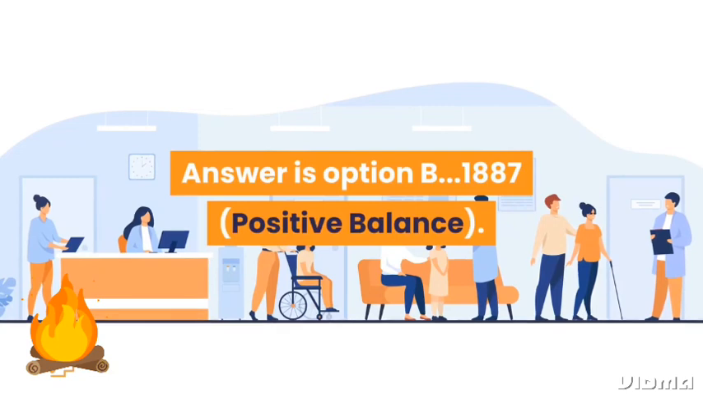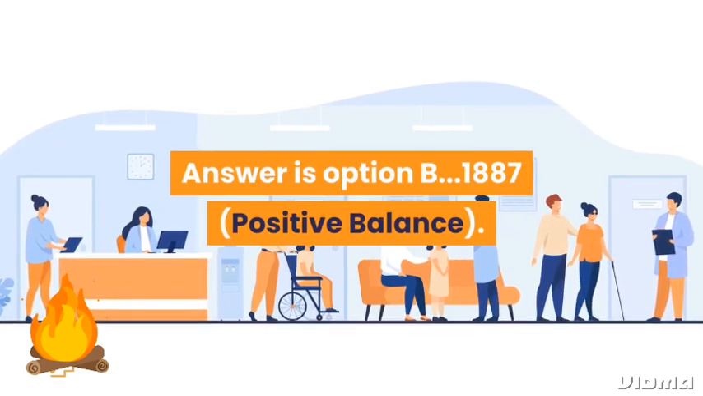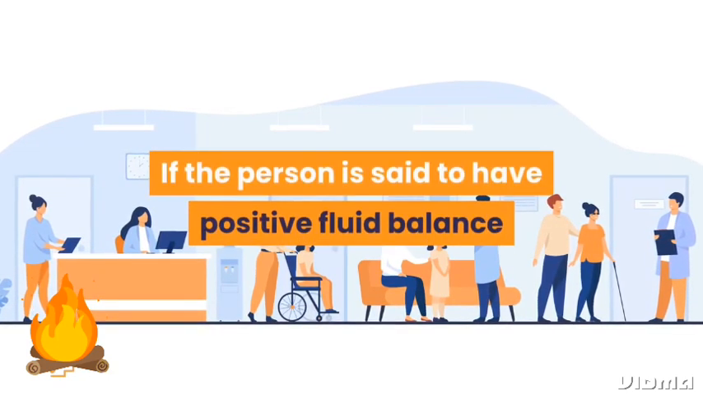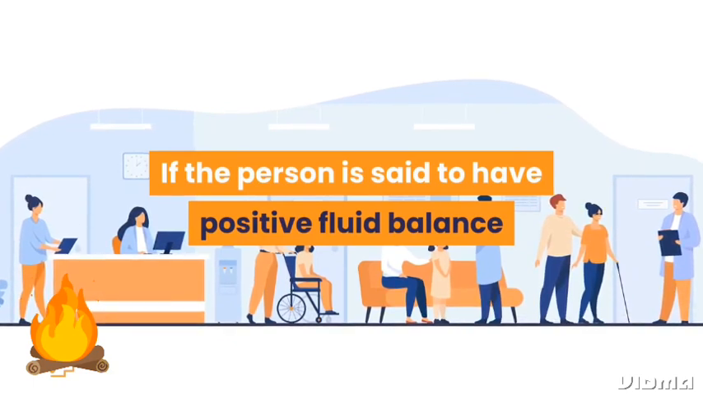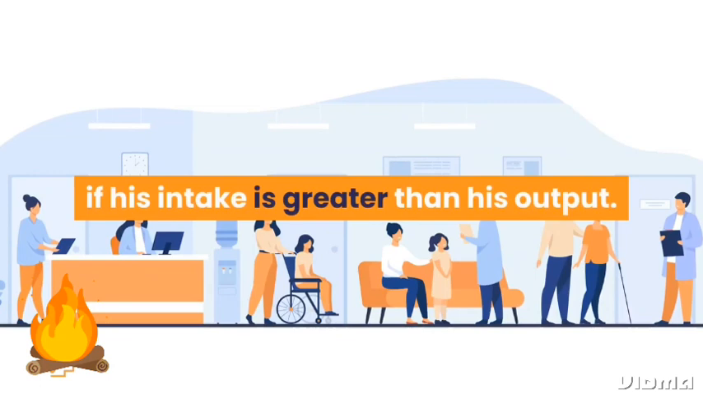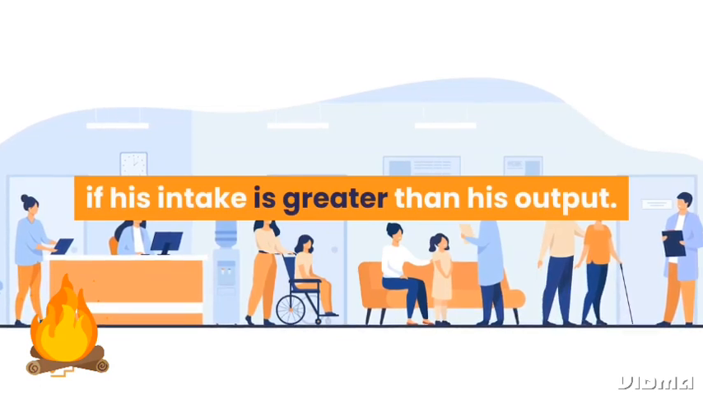Answer is option B, 1887, positive balance. A person is said to have positive fluid balance if his intake is greater than his output. As we know, if the intake is more than the output, the patient may have a fluid overload.